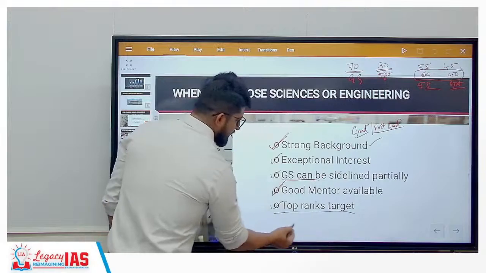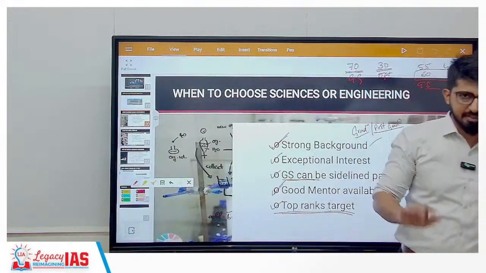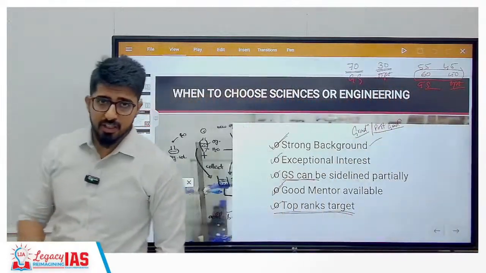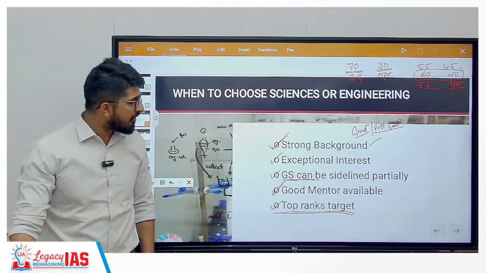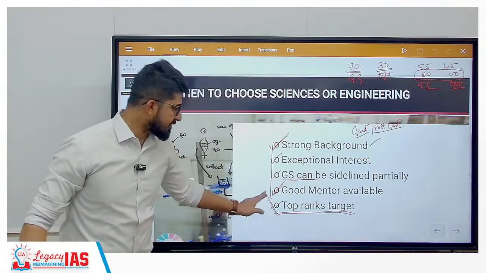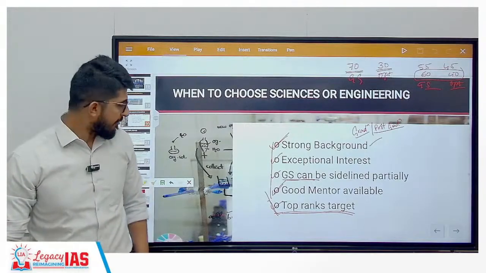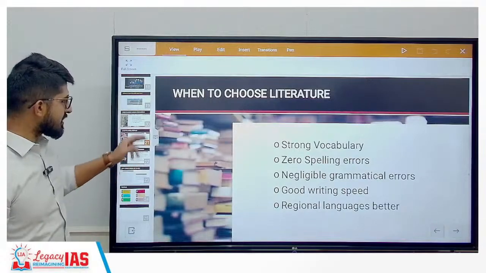Choose this as an optional only if your target is the top ranks. Okay, top ranks, as in if you want a rank less than 200, 250, then this can be a good optional. However, consider all these, then only this. Okay, you have to consider all the others as well. So that is what I would like to say about the sciences or engineering.